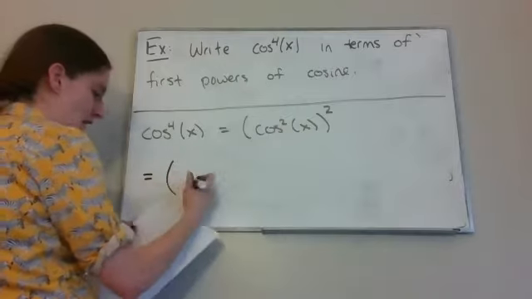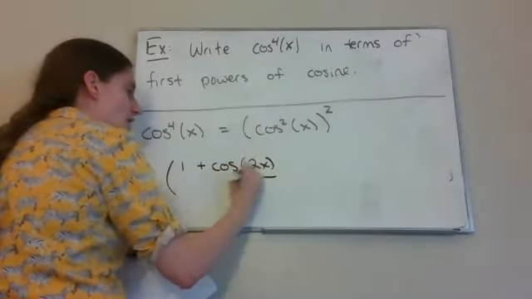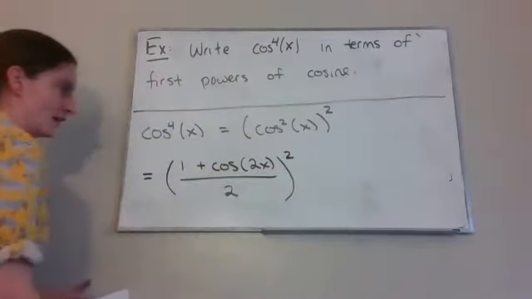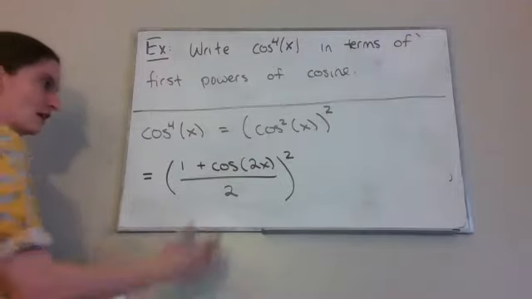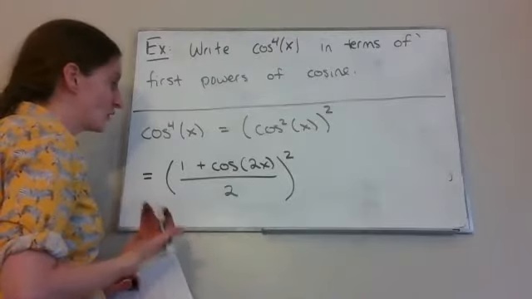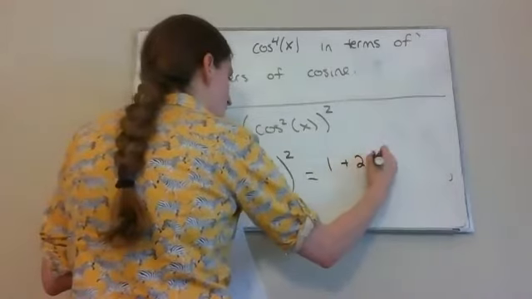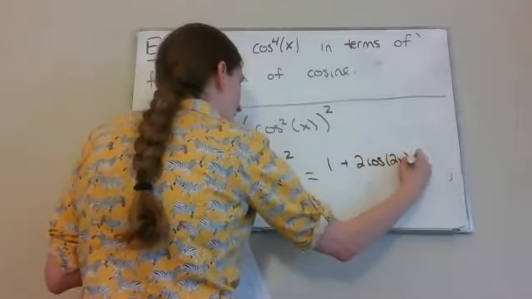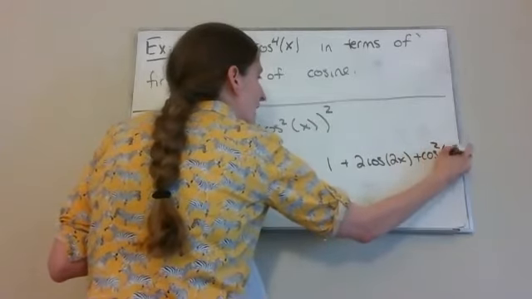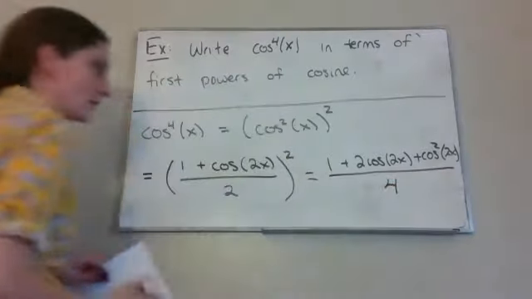Cosine squared is equal to 1 plus cosine of 2x over 2, and now I'm still squaring this. So to square this, the denominator squared is 4. The numerator squared I have to distribute. So I'm going to get 1 plus 2 cosine of 2x plus cosine squared of 2x for my numerator, all over 4.